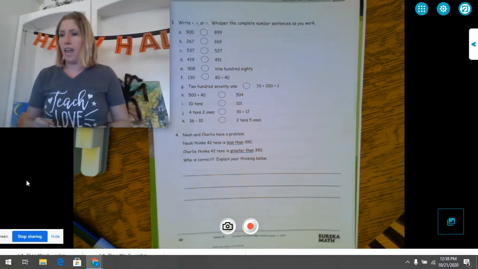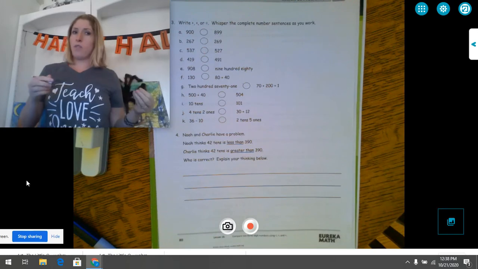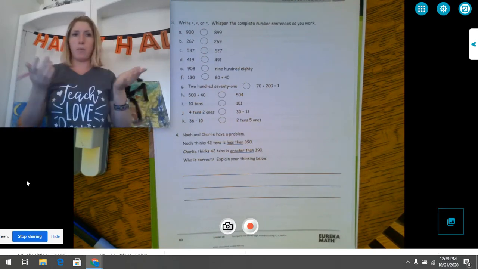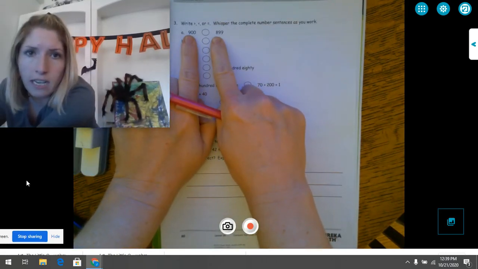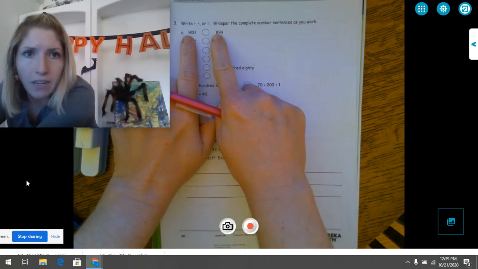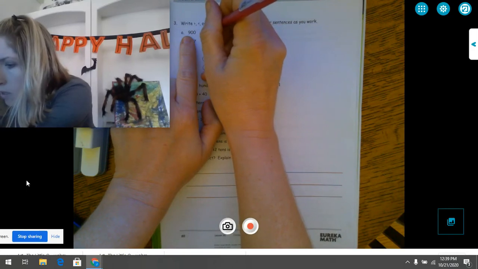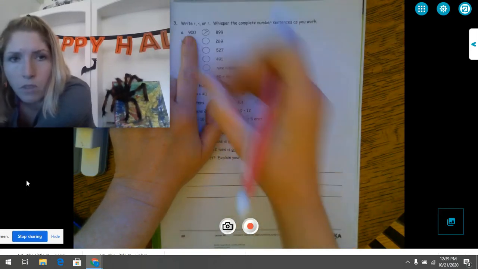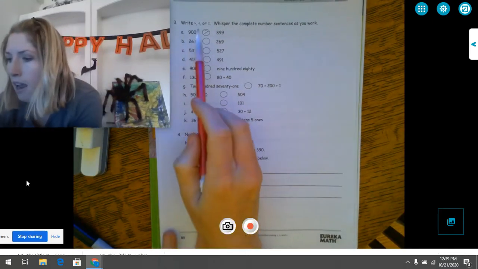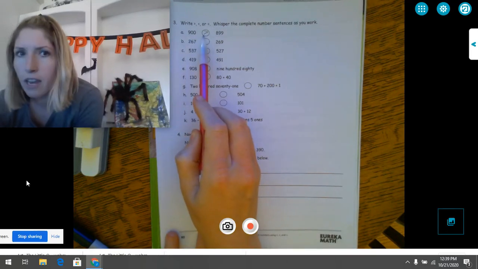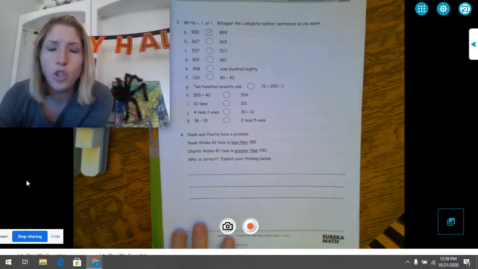Okay, let's do letter A, 900 and 899. Like I told you on the other side, we're going to look at the hundreds place first to decide which one is greater. So 900 has a 9 in the hundreds place, and 899 has an 8 in the hundreds place. Which is bigger, 8 or 9 hundreds? The 9 is bigger. So we're going to make the mouth open towards the 9 because it is bigger. So when we read that, it says whisper the complete number sentence as you work. We're going to say 900 is greater than 899. Great job. Let's go to the next one, letter B.